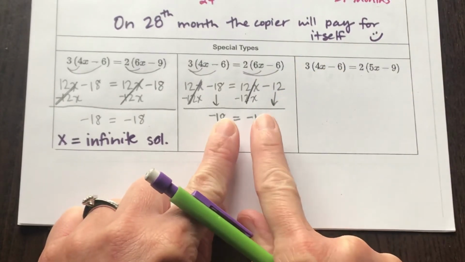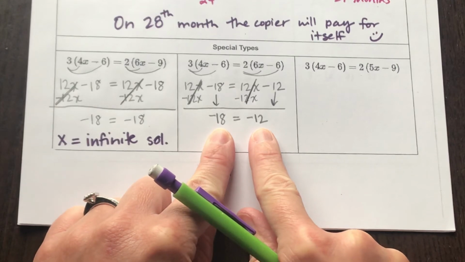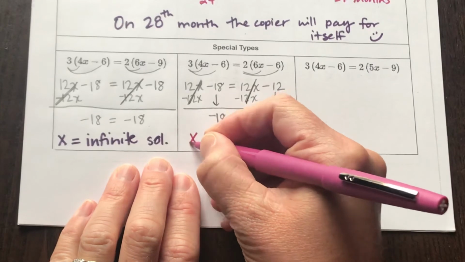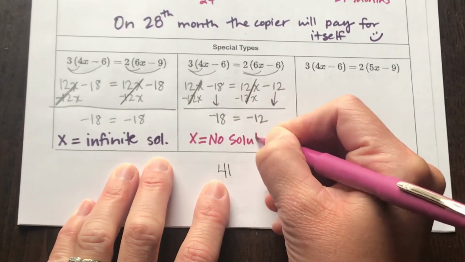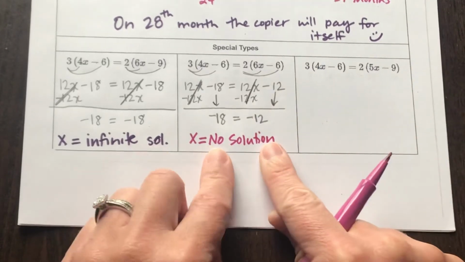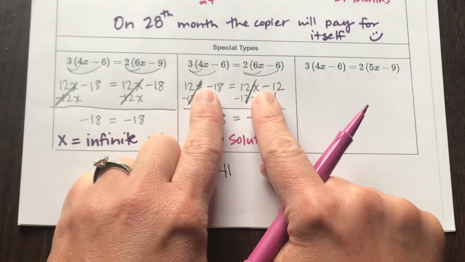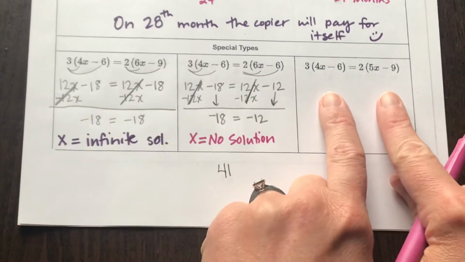When you have numbers set equal to each other that are clearly not equal to each other, you get an answer that x is equal to no solution. Meaning there is no number you could plug in to make these equations match up exactly. Now here's one more example.